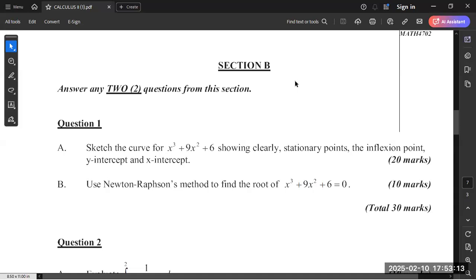-1 cubed is -1. But -1 squared is +1, and +1 times 9 is +9. So -1 plus 9 is +8, and +8 plus 6 is +14. That's +14. But when I put in 0, I'm going to get 6. 14 and 6, the sign doesn't change. There is no root between those.